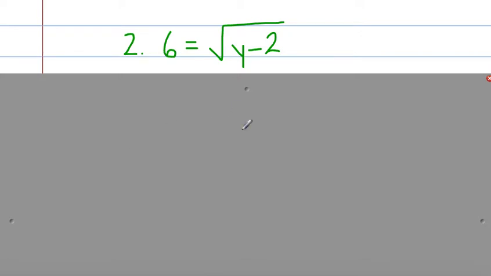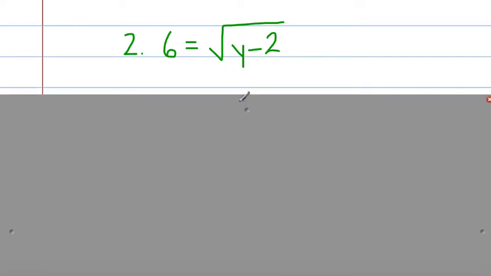In example 2, our equation is 6 is equal to the square root of y minus 2. So once again, I know that I can square the square root, and I am undoing the property, so the radical goes away, but I have to do that to the 6 as well, so I'm going to square the 6.